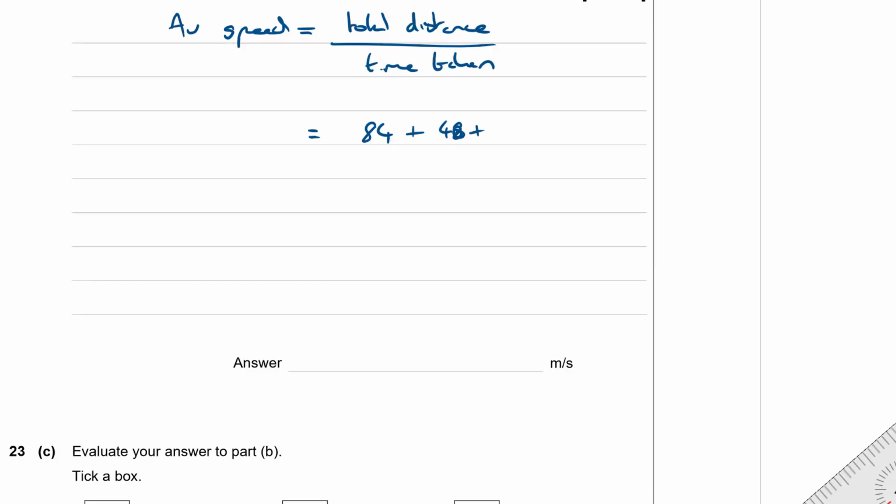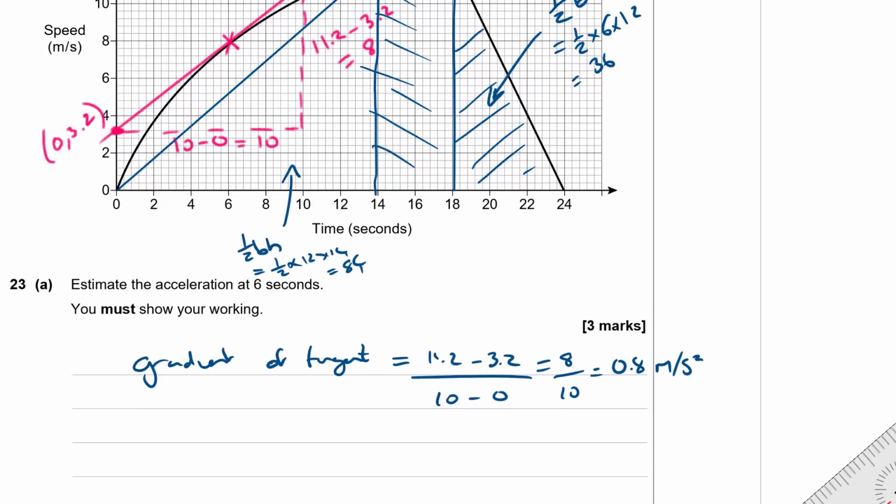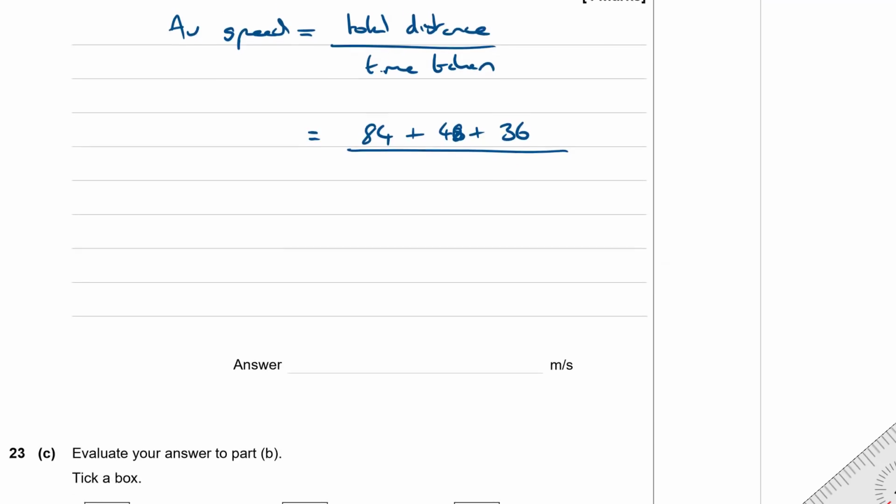48, 84, and 36 over total time taken. Well, the time of the journey was 0 to 24, so it took 24 seconds, over 24. So let's add that up. 84 plus 48 plus 36 is 168, divided by 24, and 168 divided by 24 is 7. So average speed is 7 meters per second. So 7.